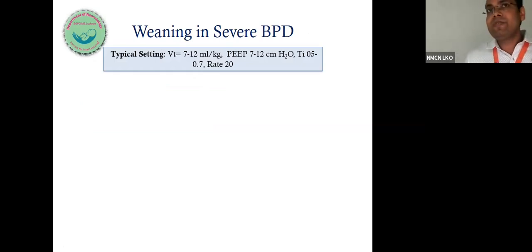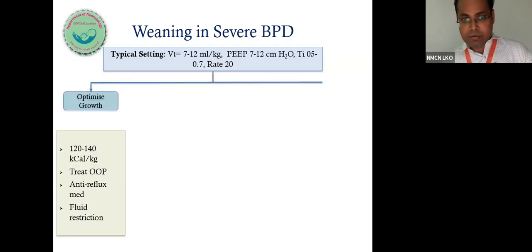At many times we find difficult scenarios, such as the baby having severe BPD and being stuck on the ventilator, and we are not able to wean these babies. In that scenario, we should give higher tidal volumes, as I have already told, about 7 to 12 ml per kg. Higher feeds might be required for this baby, and higher TI, ventilating at lower rates. So we need to optimize the growth for this baby. Higher calories are required. We need to manage the osteopenia of prematurity. Anti-reflux medication such as domperidone can be given, and fluid restriction can also be done.